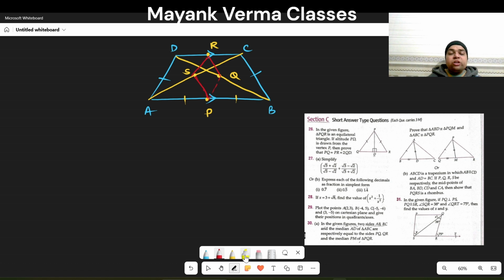Okay, now what should be the strategy here? If I'm able to prove that this side and this side are equal and parallel, how? By midpoint theorem. Okay, so let's do that. So first of all, we will write the given part. What is given to us? We know that AD is equals to BC and also AB is parallel to CD and ABCD is a trapezium.